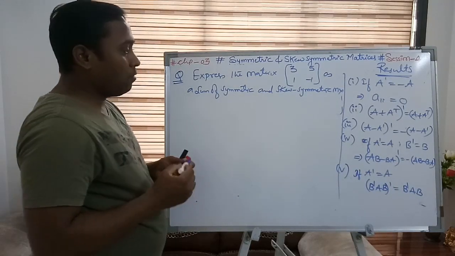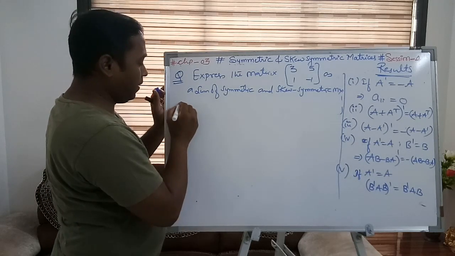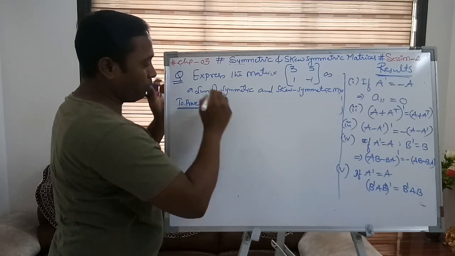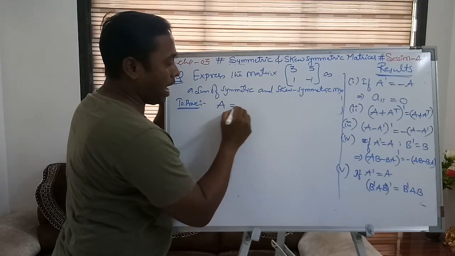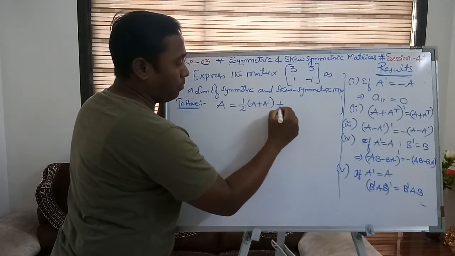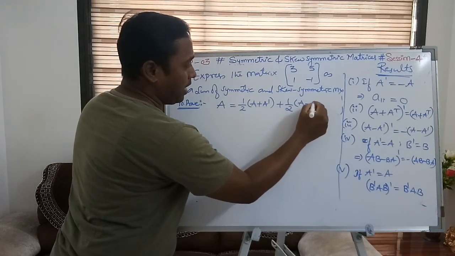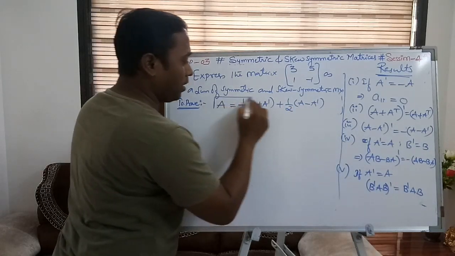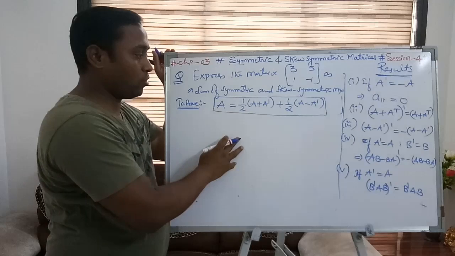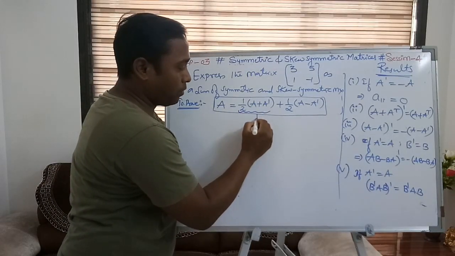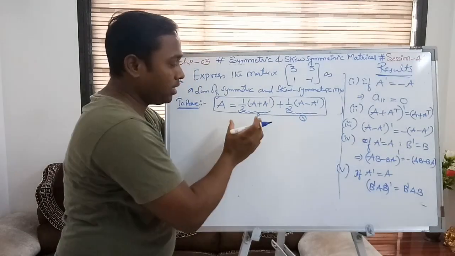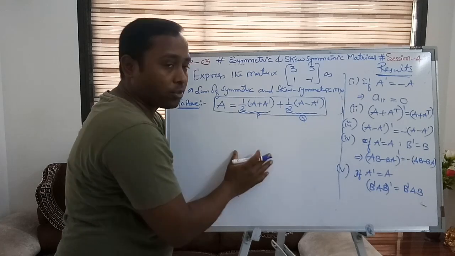First, what I have to show, I am writing what I have to prove. I have to prove A as half of (A plus A dash) plus half of (A minus A dash). This is what I have to prove. This statement means, I will take this operation as P and this operation as Q.